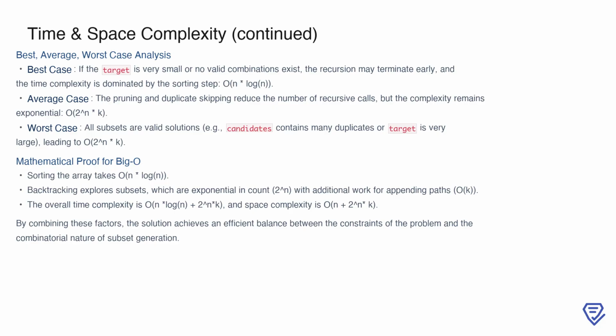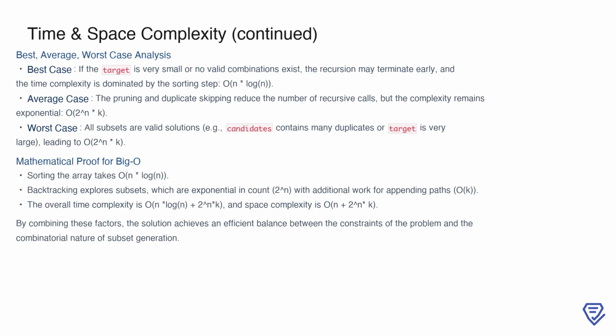In the worst case, where all subsets are valid solutions, such as when the candidates array contains many duplicates or the target is very large, the algorithm must explore all 2 to the power of n subsets, leading to a time complexity of 2 to the power of n*k. Mathematically, sorting the array at n*log n and generating and processing subsets at 2 to the power of n*k combine to yield the overall time complexity.